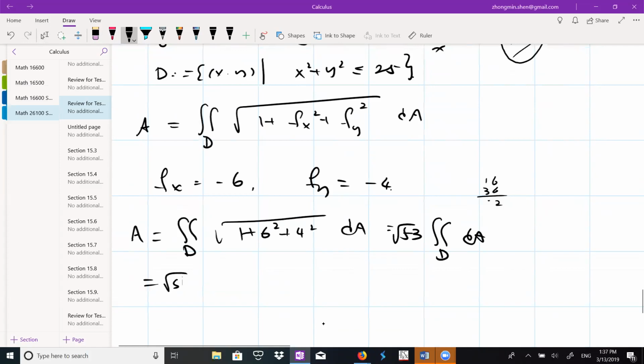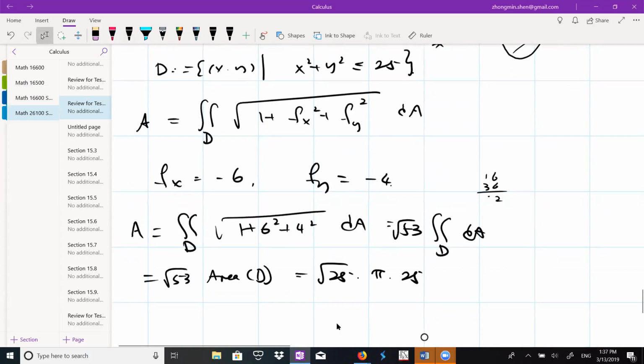You don't need to use polar coordinates, for example, to evaluate this double integral. It's constant. If it's not constant, then you maybe have to use polar coordinates to evaluate this double integral. So this is just the area of D, which is pi r squared. r squared is 25. So the answer is 25 pi times the square root of 53.